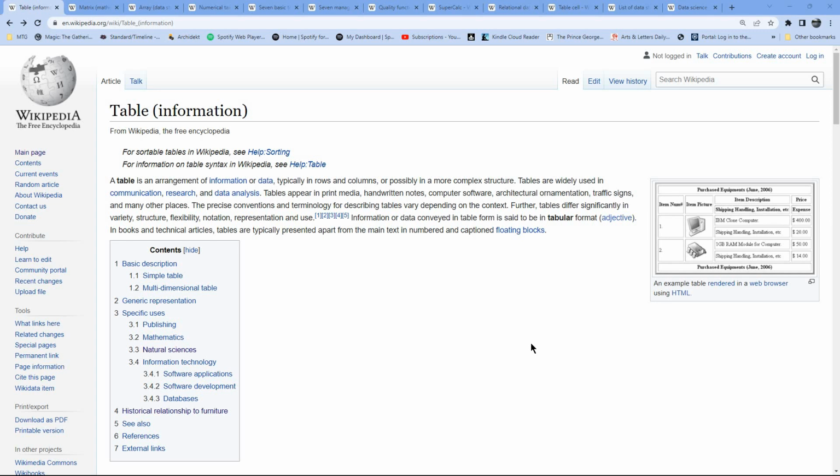article on Wikipedia. So a table is an arrangement of information or data, typically in rows or columns, or possibly in a more complex structure. Tables are widely used in communication research and data analysis. Tables appear in print media, handwritten notes, computer software, architectural ornamentation, traffic signs, and many other places.